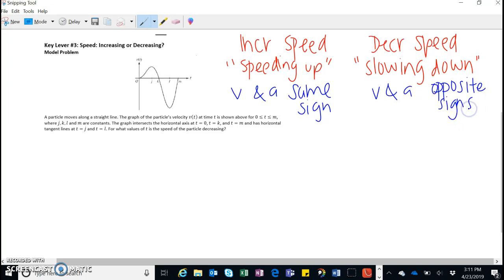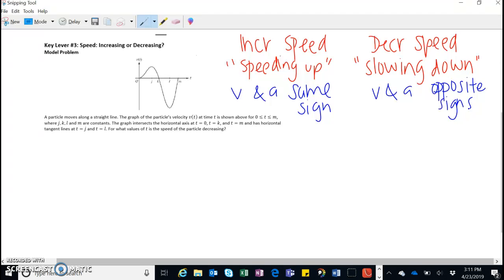So in this case, the question states that we have a particle moving along a straight line. The graph of the particle's velocity at time t is shown for times from 0 to m, where j, k, l, and m are just some constants. The graph intersects the horizontal axis at 0, k, and m, and has horizontal tangent lines at j and l. For what values of t is the speed of the particle decreasing?